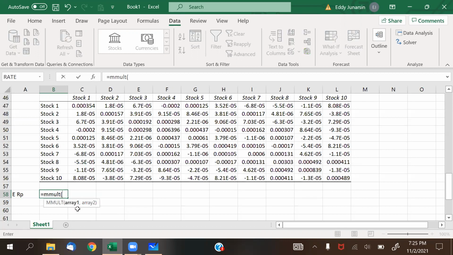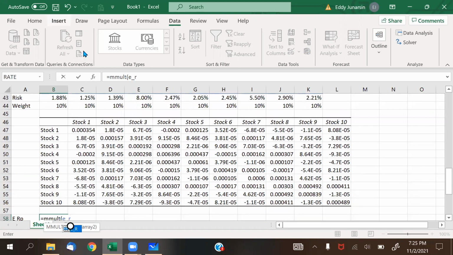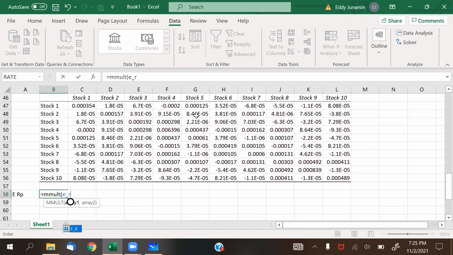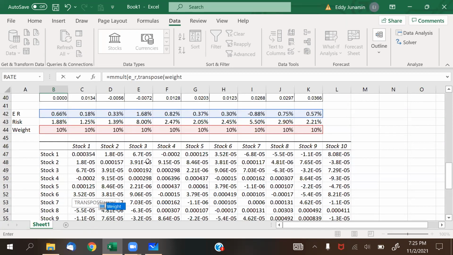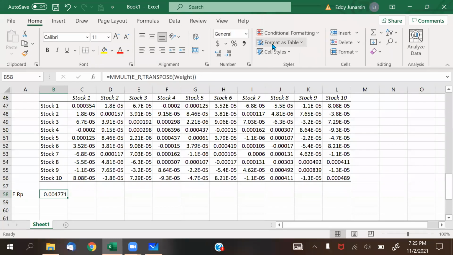So I will do MMULT, and then remember the name, expected return. Now you can imagine our life is much easier because I just need to write something like this: ER, expected return, that we named before, and then I do the transpose of our weights. Remember the weights up there, we named them weights. So we get the expected return on the portfolio.